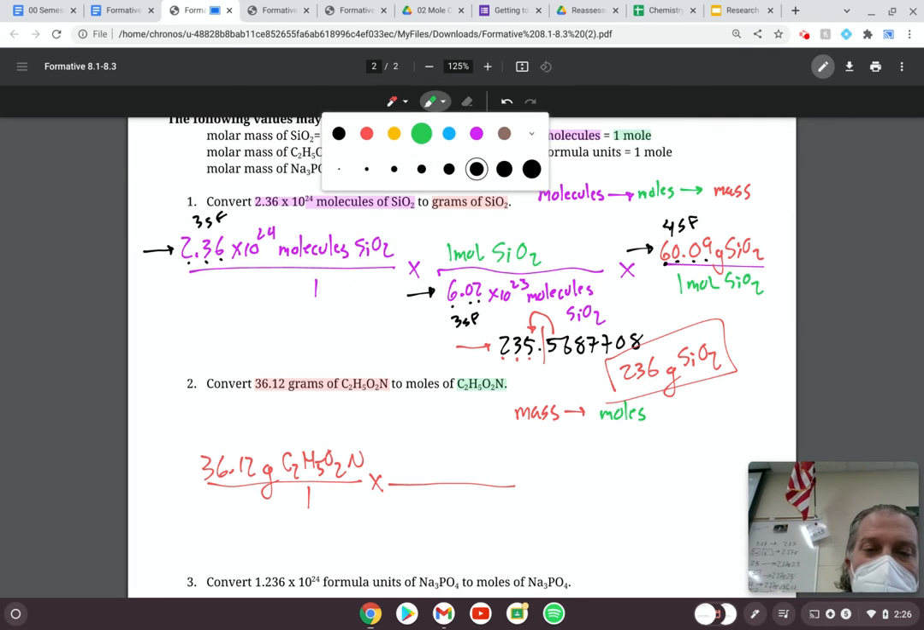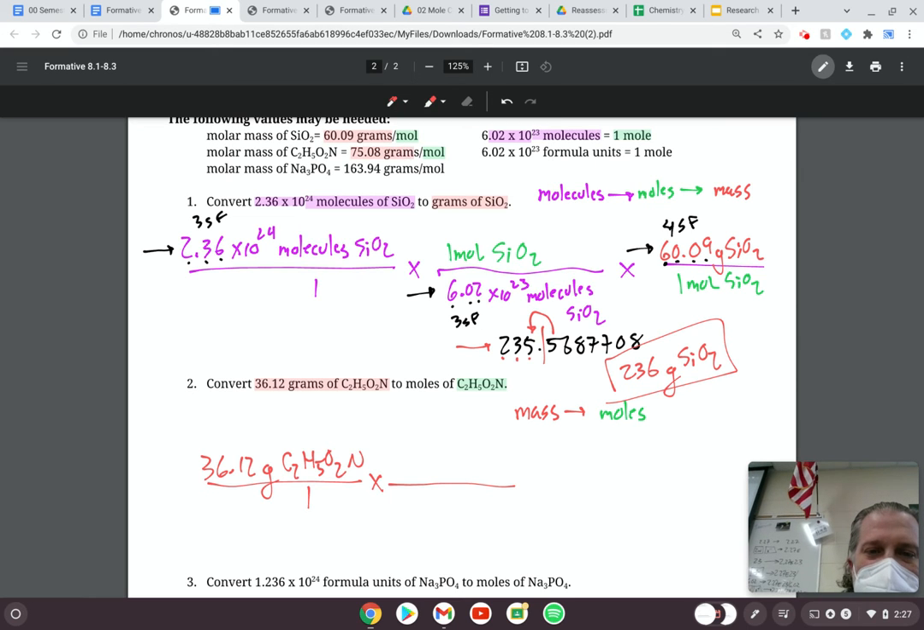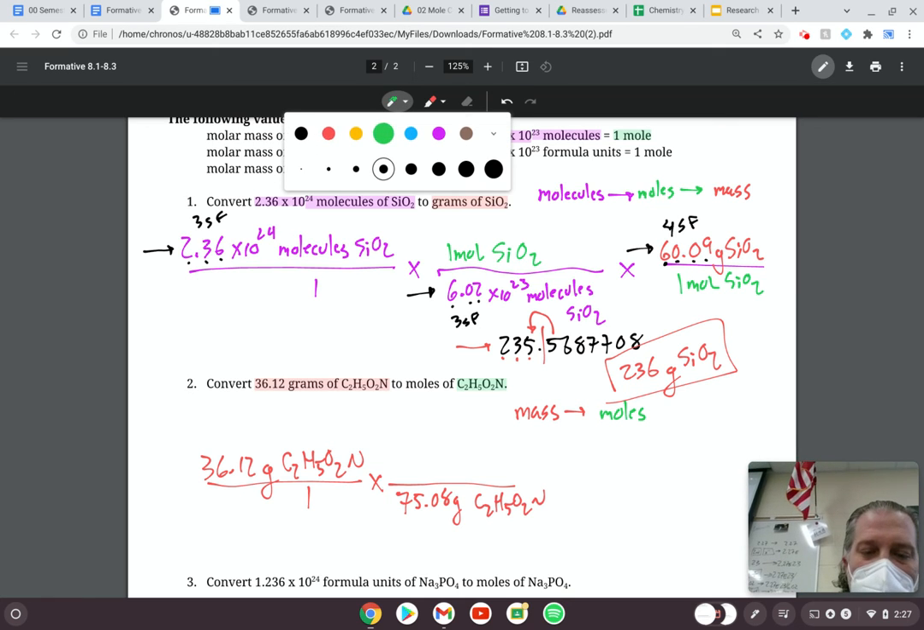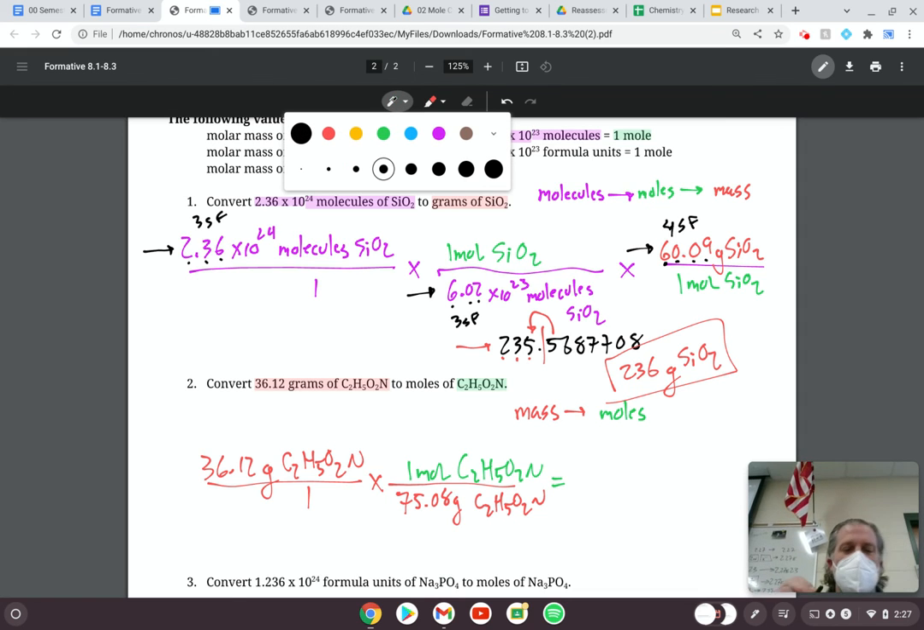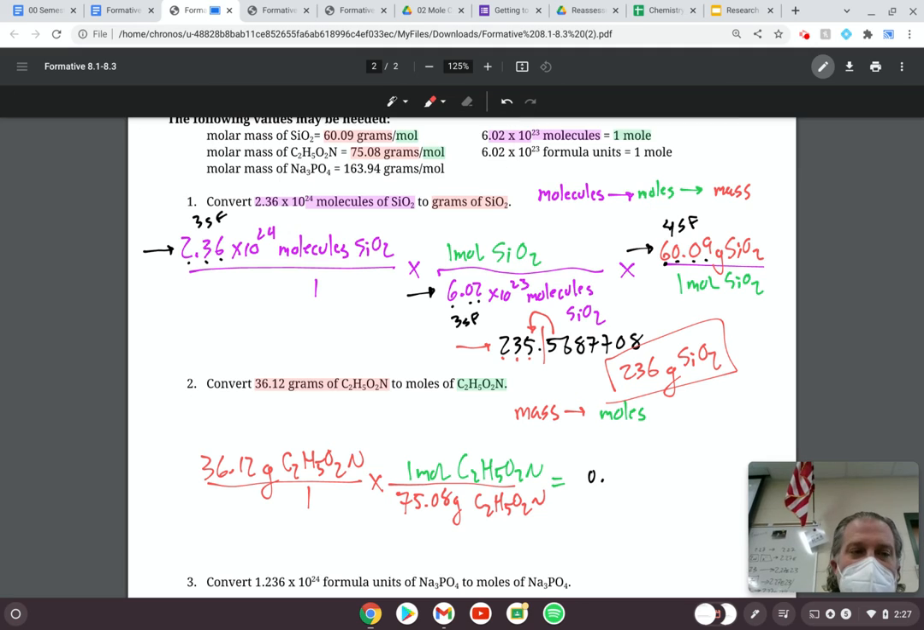So I do see that in 1 mole, there are 75.08 grams of C2H5O2N. So I'm going to set this problem up where I cancel out my unit of grams by taking the 75.08 grams of C2H5O2N and put the 1 mole of C2H5O2N on the top. I'm going to calculate this by taking 36.12 divided by 75.08.